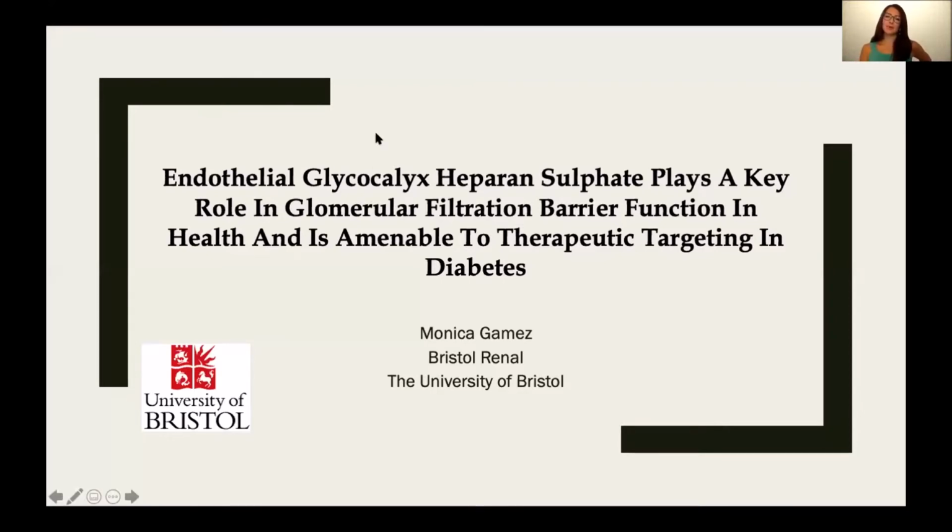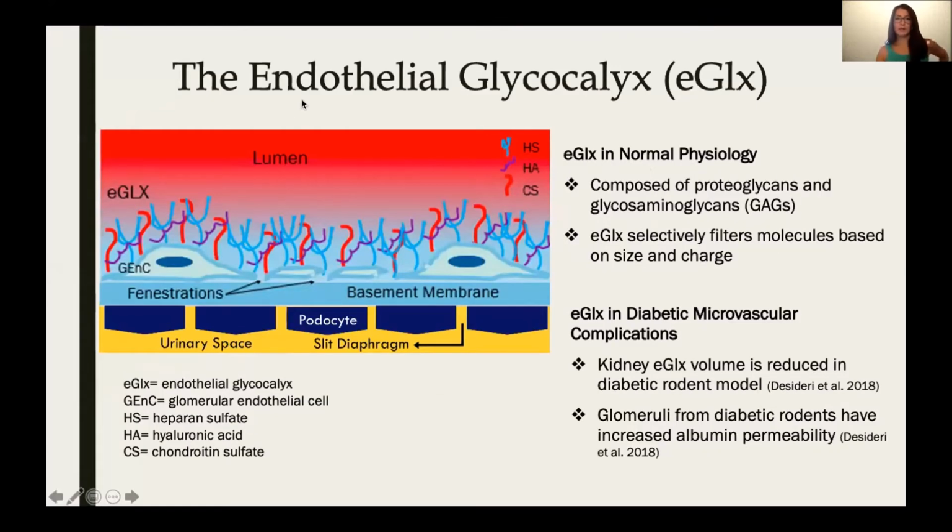So yeah, this is some of the work that I did during my PhD, which is work focused on looking at heparan sulfate in its role in the endothelial glycocalyx and how we can therapeutically target it during diabetes. Okay, so first I'll give some background on the endothelial glycocalyx, or E-glycocalyx. This is a schematic of the glomerular filtration barrier, and the E-glycocalyx is a carbohydrate-rich layer which lines the luminal side of endothelial cells found throughout our vasculature system.